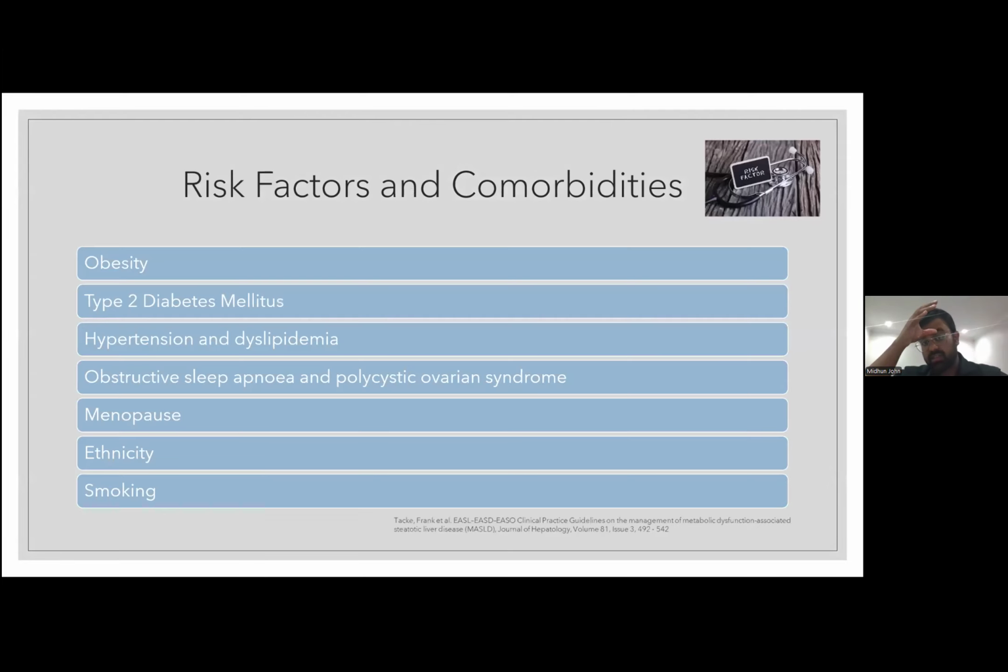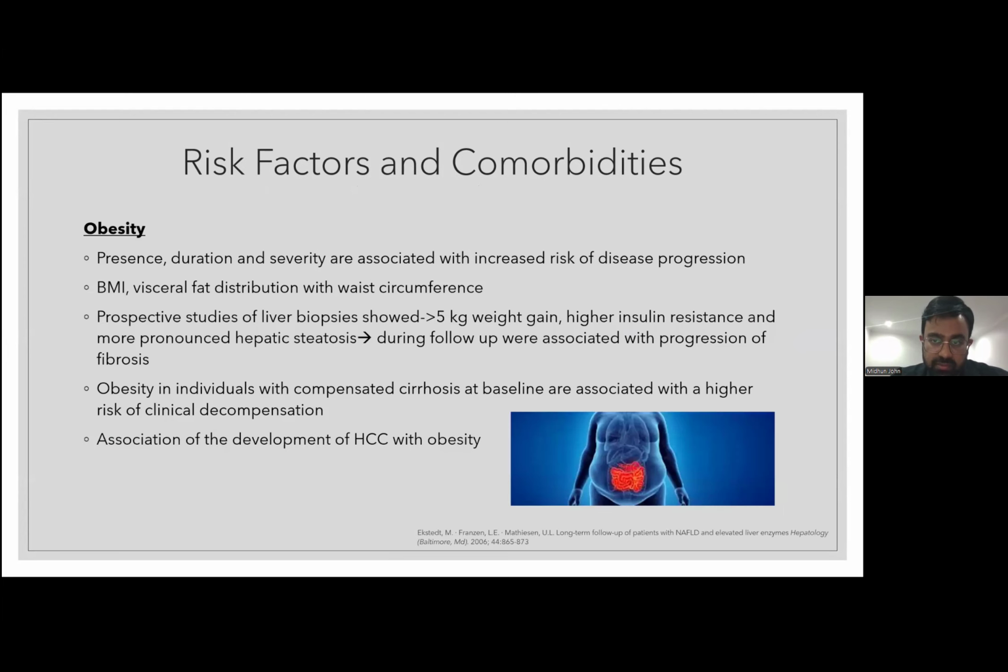Now, the risk factors and comorbidities associated with MASLD is very important to talk about, because this is essentially what you're going to be targeting when you see these patients. But the risk factors as we have here, we're going to be going through individually. So the first one is obesity.